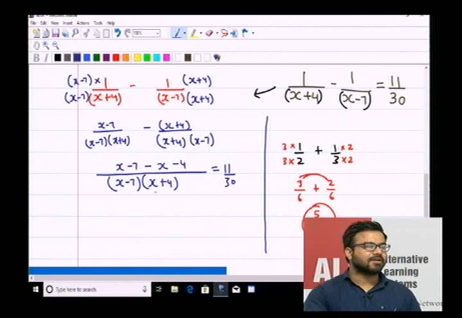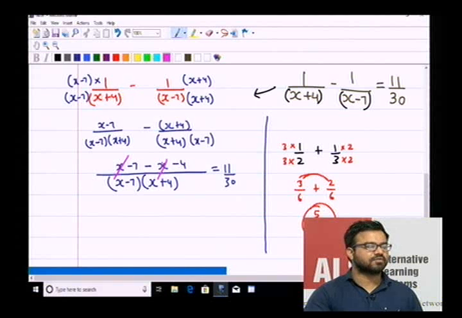Okay. Now you can cancel out. You can see this x can be cancelled out. So minus 7 and minus 4 will become minus 11 over x minus 7 into x plus 4, is equal to 11 over 30.